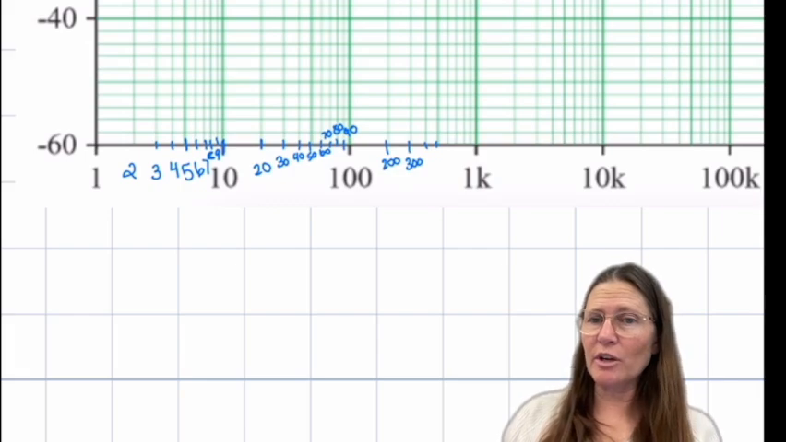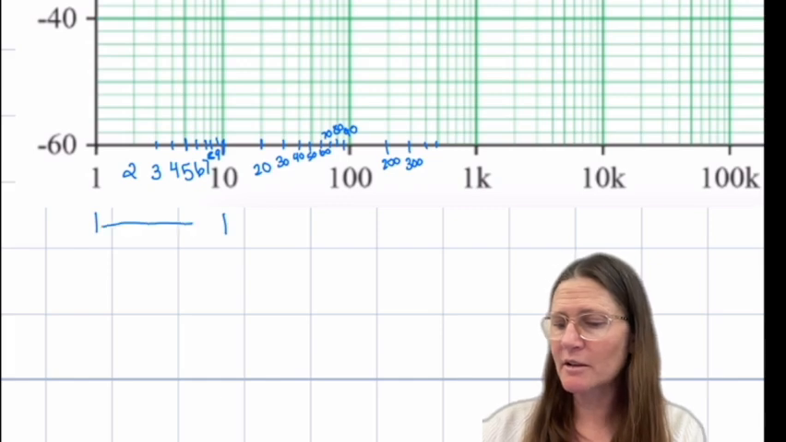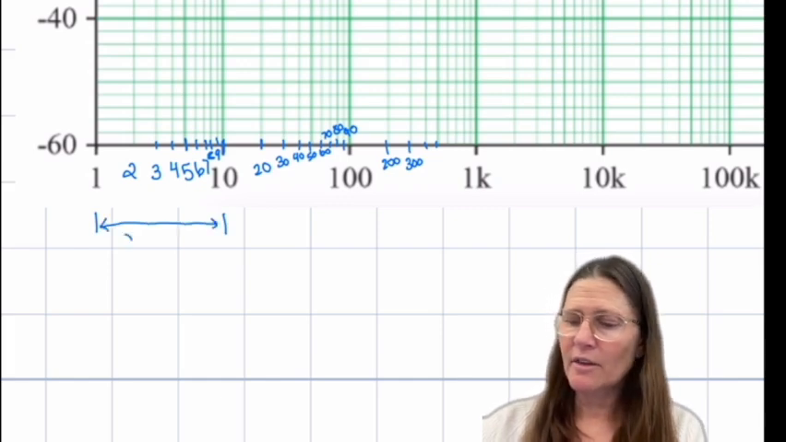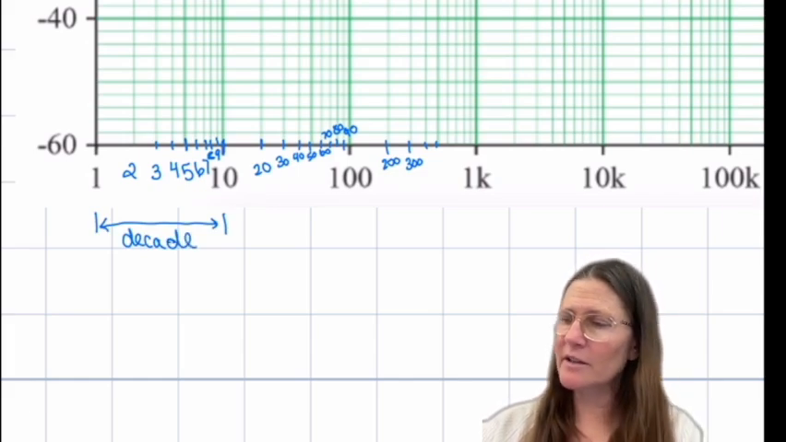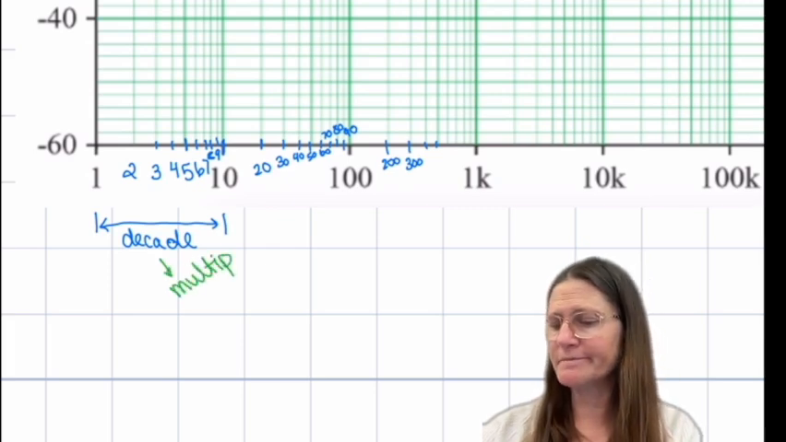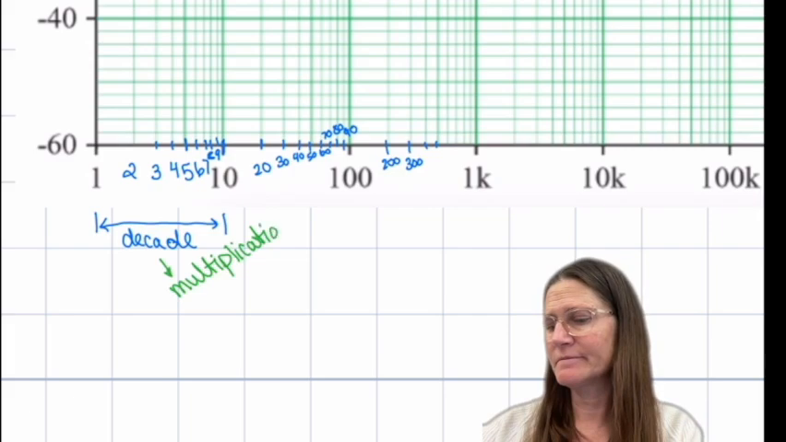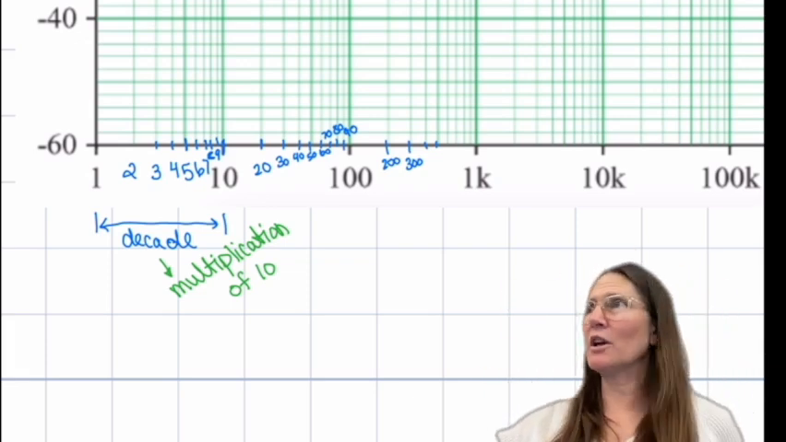So, other thing to note here is what's called a decade. So between 1 to 10, this span is called a decade. So a decade is a multiplication of 10. So it goes 1, 10, 100, 1K, 10K, 100K.